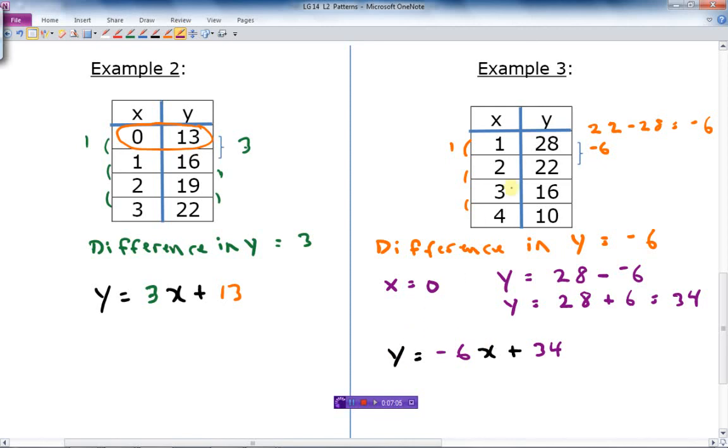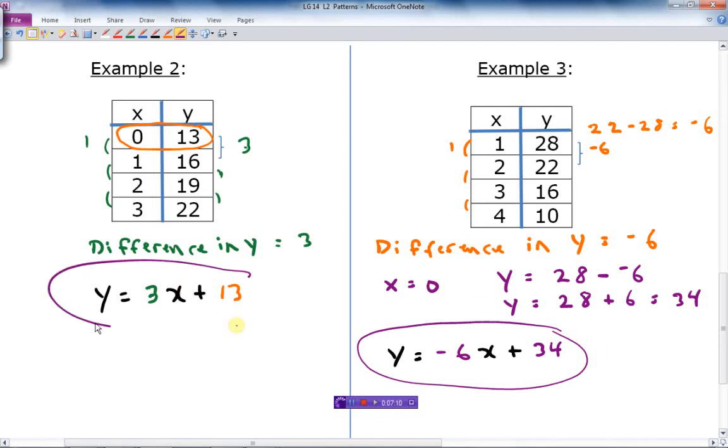And there we have the pattern, written as an equation for each of those 2 examples, as well as the one above in example 1.